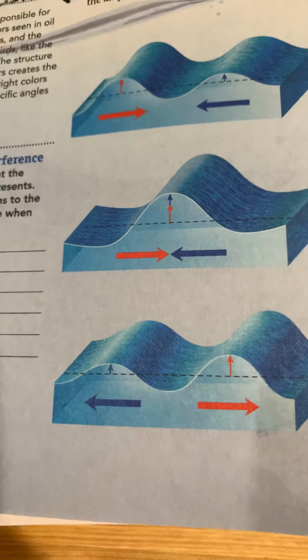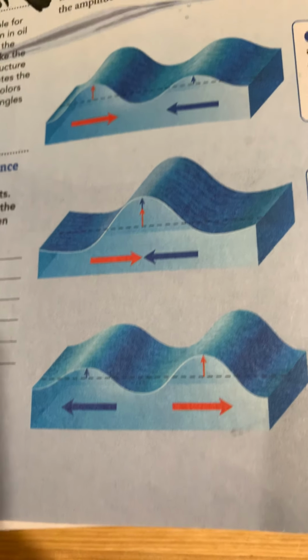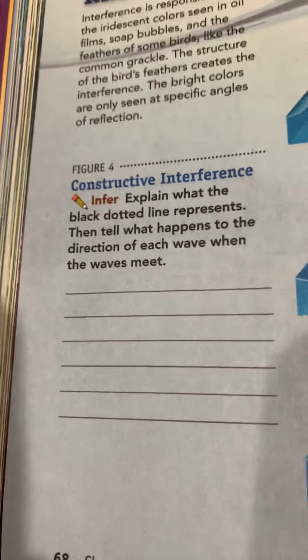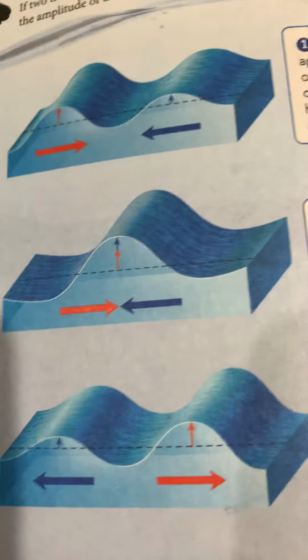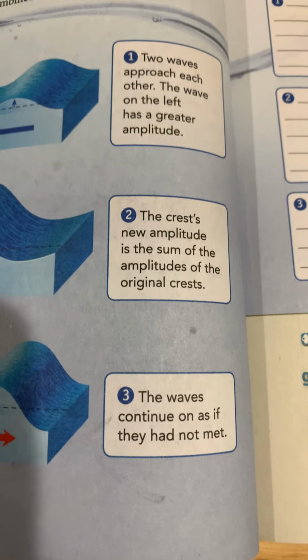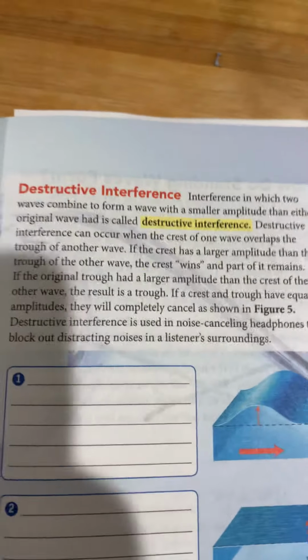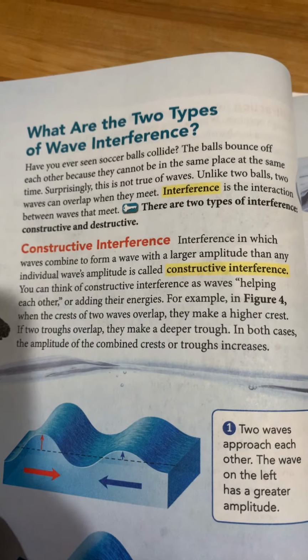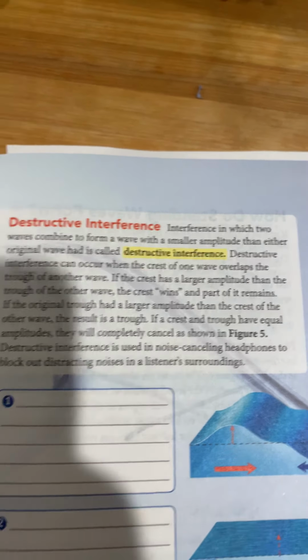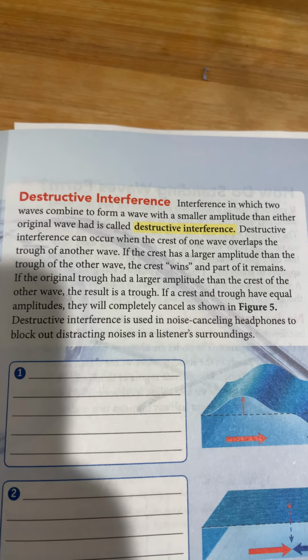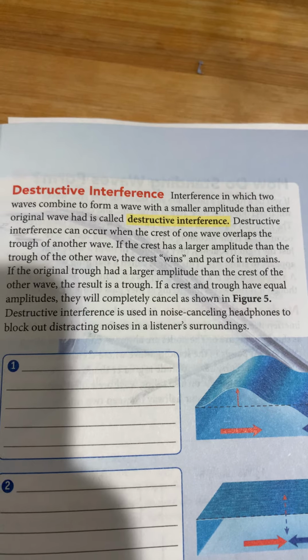All right, talking about these black dotted lines only on those 3 pictures. So there's 3 answers for figure 4, referring what each one does, and it describes exactly what it is. Then you're going to do destructive interference. So constructive builds stuff, constructive. Destructive destroys stuff, destructive. Pretty obvious. And they ask you the same style of questions, because you got 1, 2, 3 here too.